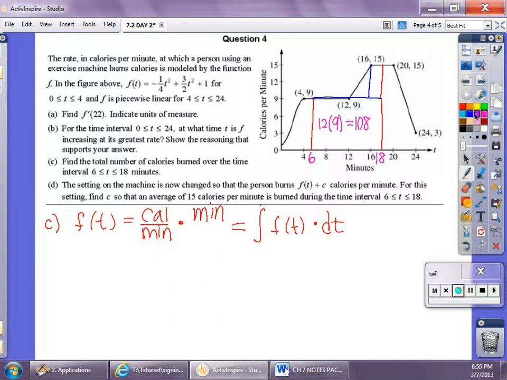I would get the net signed area of this triangle right here. 1/2, the base. How wide is it? It goes from 12 until 16, so that's 4. How high is it? It goes from 9 to 15, which is 6. So 2, that's 12. And then this piece right here is a rectangle whose width goes from 16 to 18, 2. And a height going from 9 to 15, just like before, is 6. That would be 12. So my integral from 6 to 18 would be 108 plus 24.